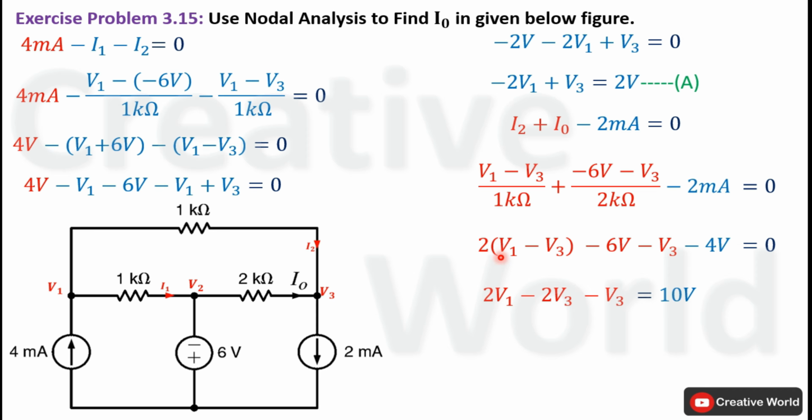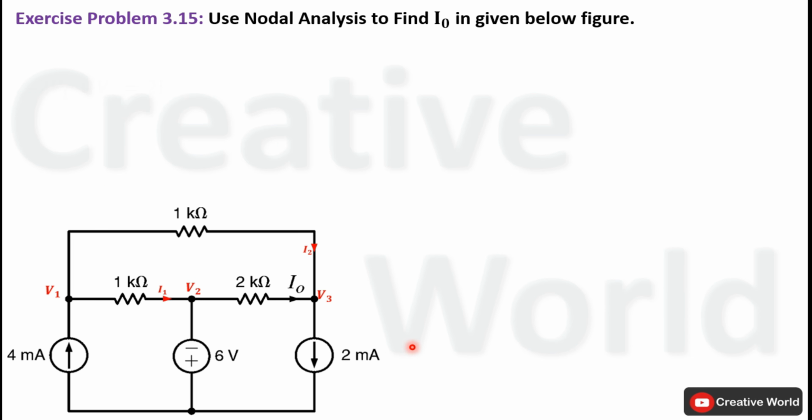The product of 2 and V1 will become 2V1 and the product of 2 and V3 will become 2V3. Now add these values having the same variables together. The equation will become 2V1 minus 3V3 equal to 10 volt. This is the second node voltage equation of this network. Up to this point, we have retrieved two node voltage equations of this network.